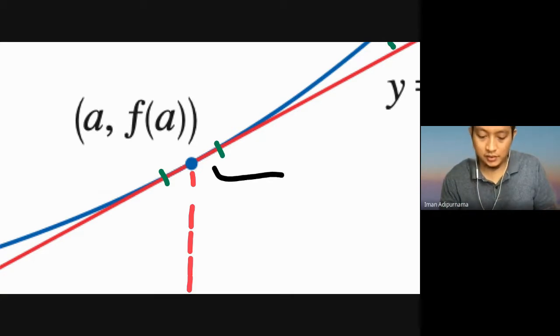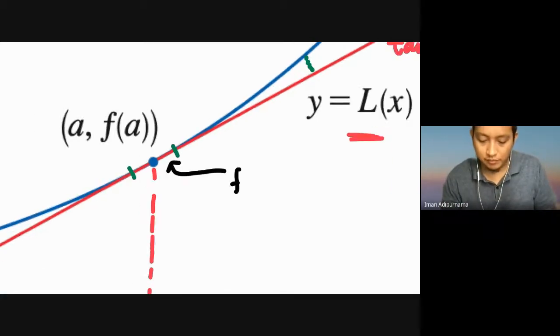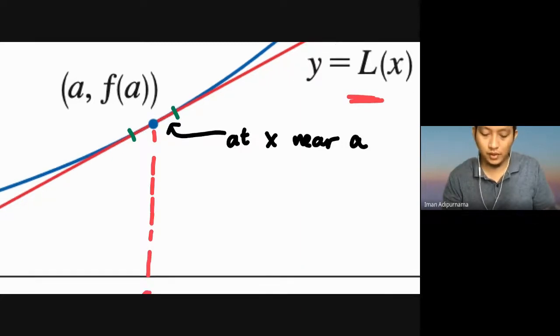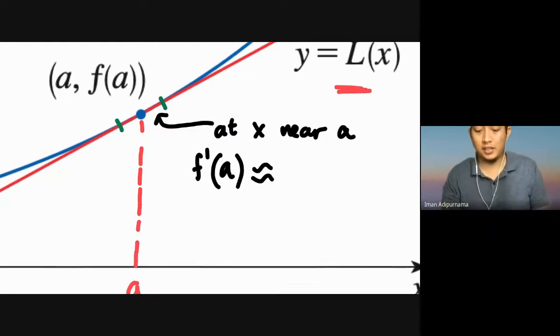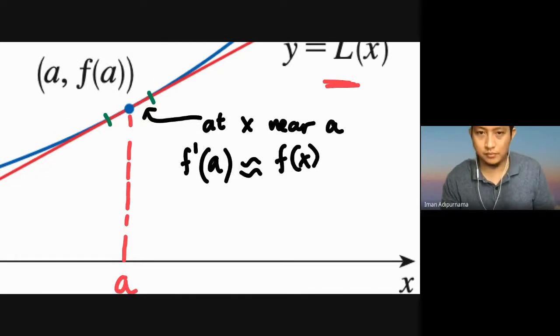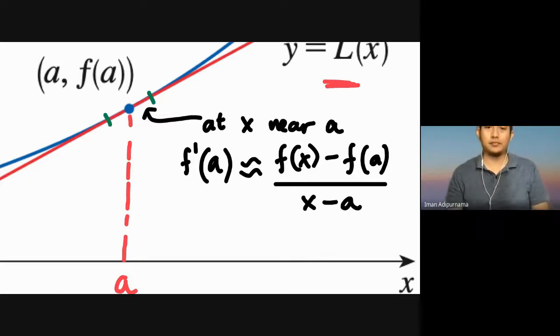So what does that tell us? This tells us that f prime at x near a, we can have f prime a is actually, or not equal, is pretty much similar, or approximately equal, with this. Okay.